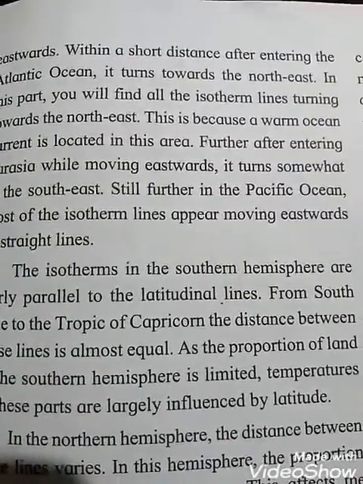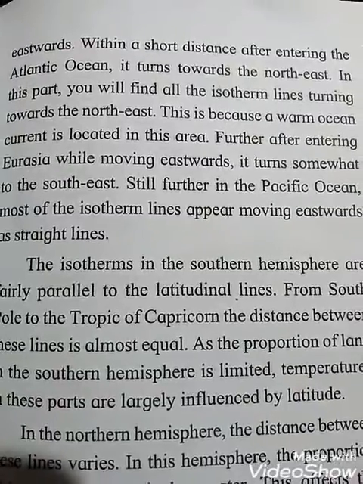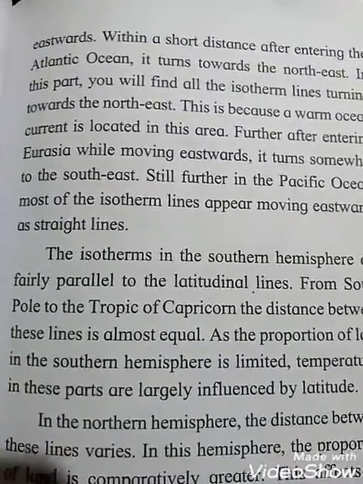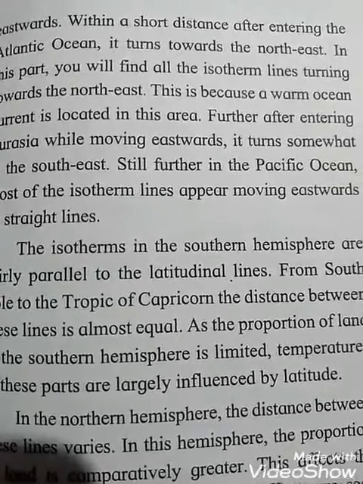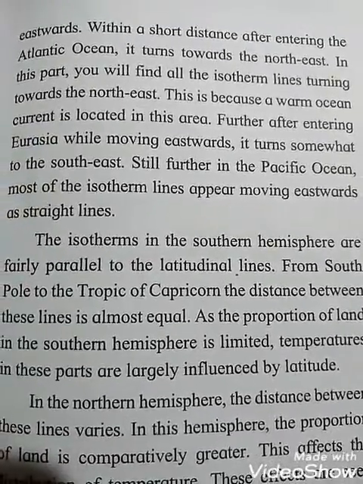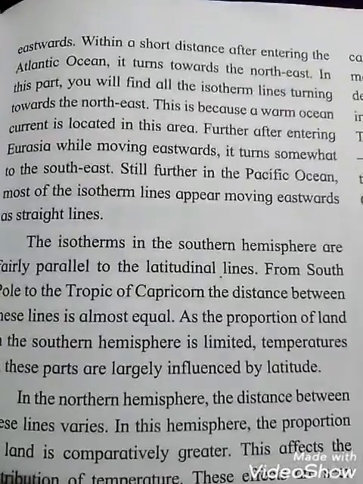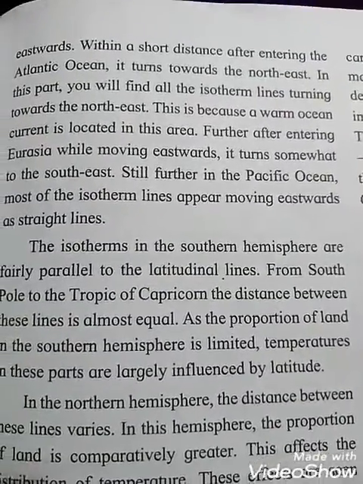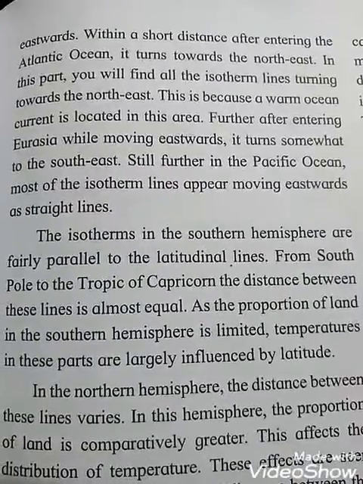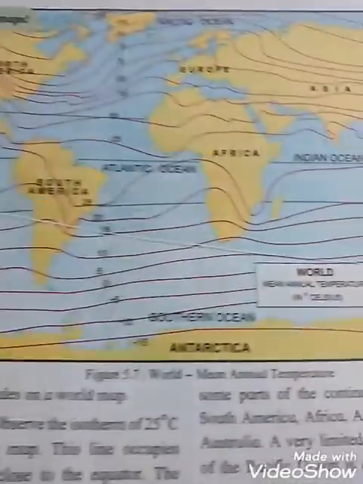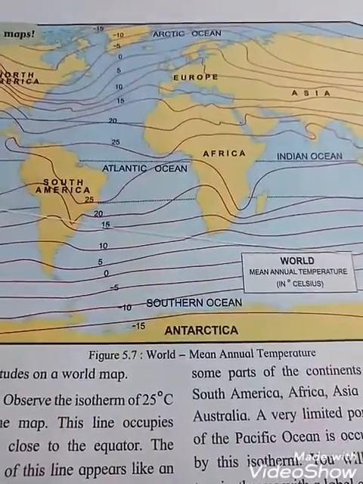Further, after entering Eurasia, while moving eastward, it turns somewhat to the southeast, and still further in the Pacific Ocean, most of the isotherm lines appear moving eastward as a straight line. So, students, what do you see about that? Most of the isotherm lines appear moving eastward as a straight line. Okay, so these are the differences.